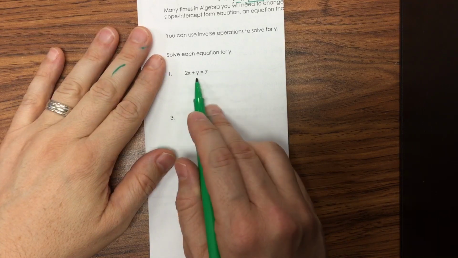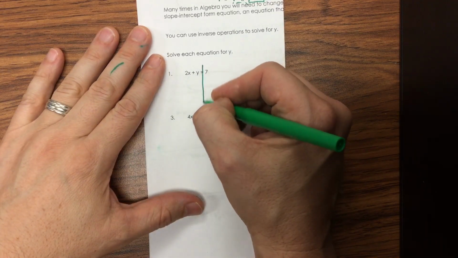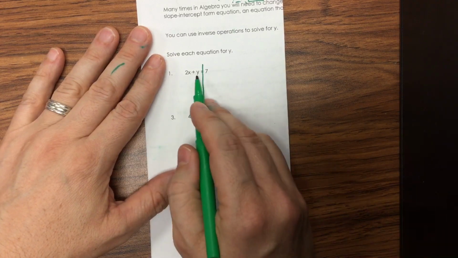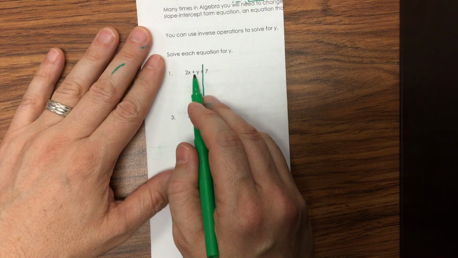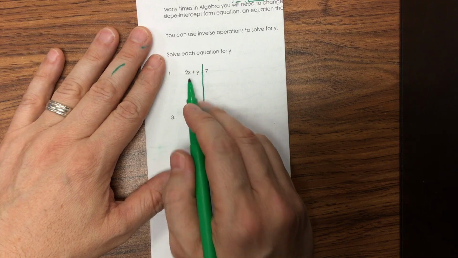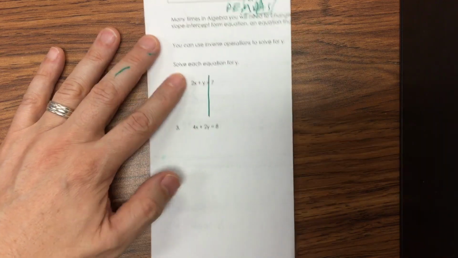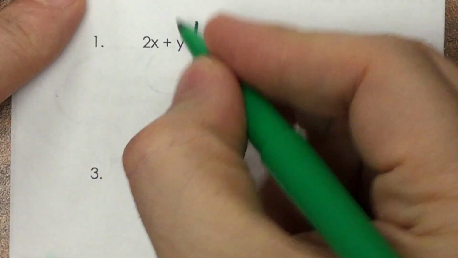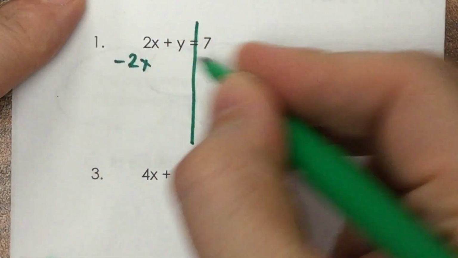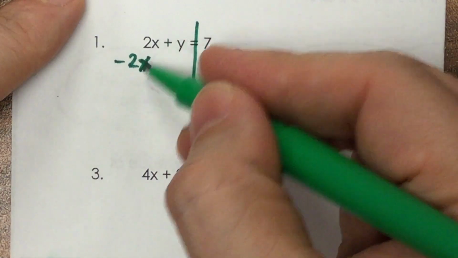So 2x plus y equals 7. This is in standard form. I make my wall. Here's y. He doesn't even have a best friend. There's no number here except an invisible 1. You get rid of this guy. Opposite of adding 2x, or in other words, opposite of a positive 2x. Let me zoom in for you, sorry. Opposite of a positive 2x would be a negative 2x on both sides. These two x's cancel.